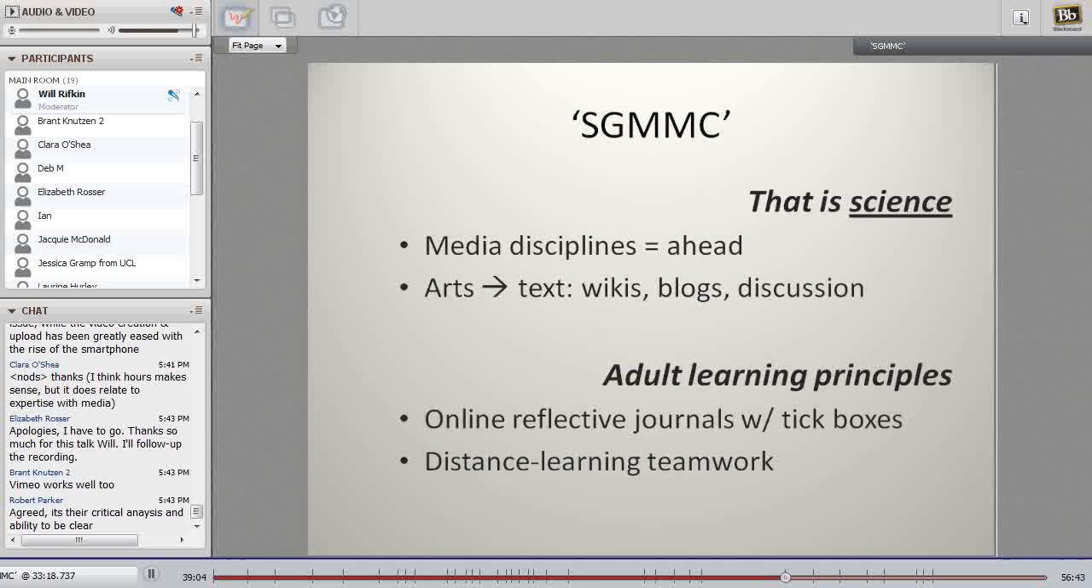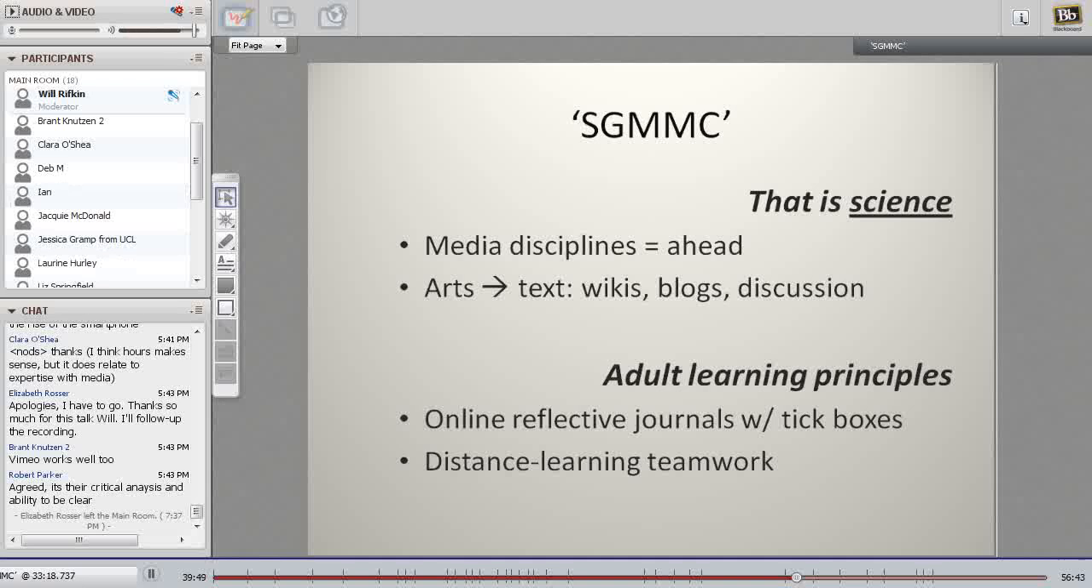So that's science. My sense is the media disciplines are ahead in using multimedia. In the arts, particularly digital media disciplines, students have been making websites for years. But what I'm hearing from Mathew Allen at Curtin University is that arts work on the web tends to be wikis, blogs and discussion, mainly text-based, except maybe in the fine arts area. Once you put the visual element in and get away from words, things tend to get very complicated and people are a little more hesitant to move ahead.